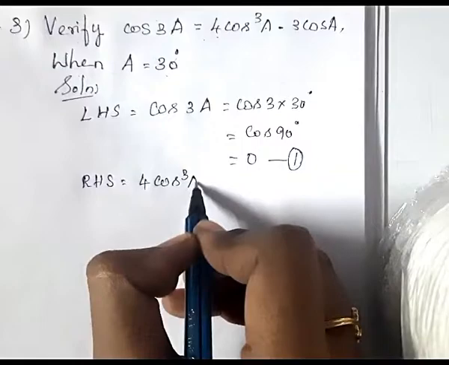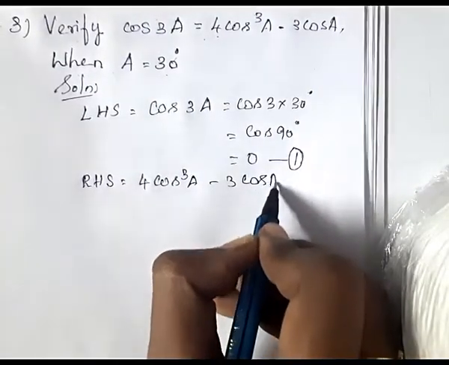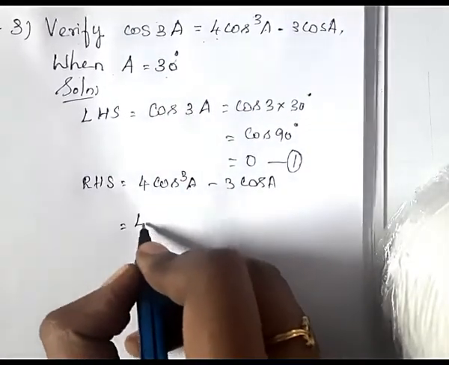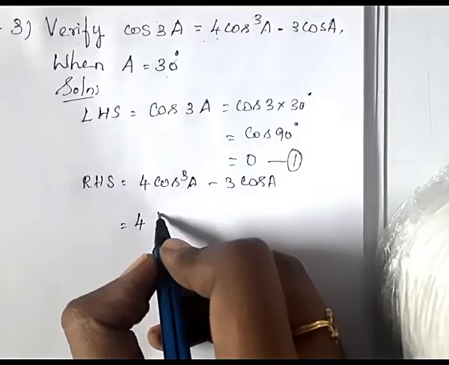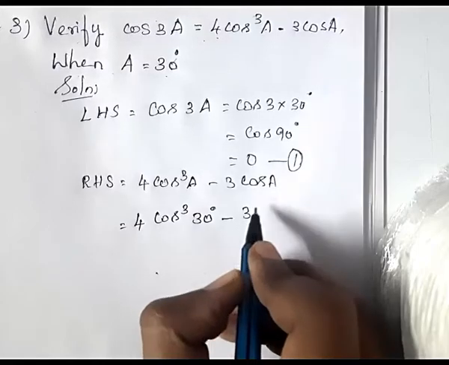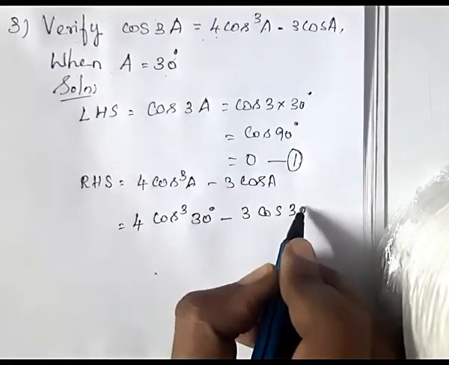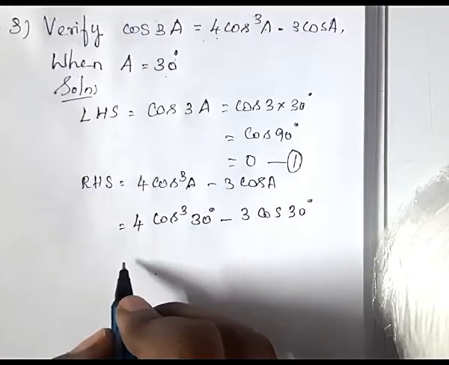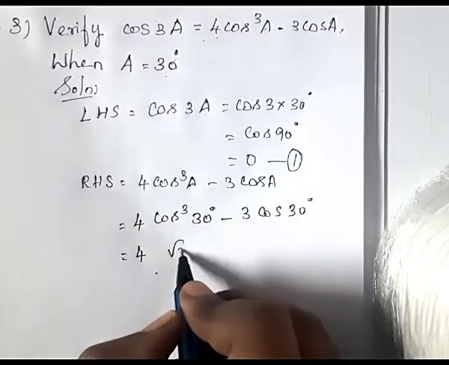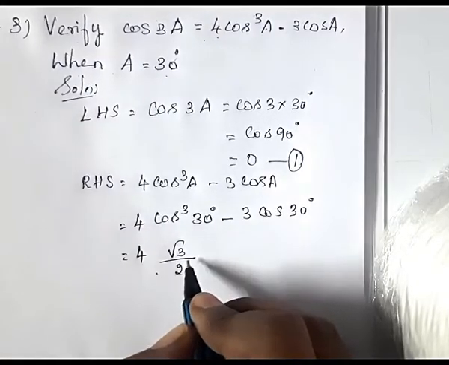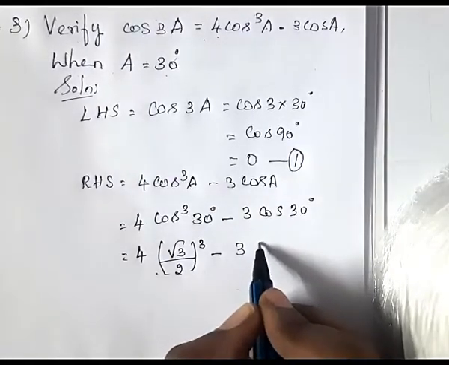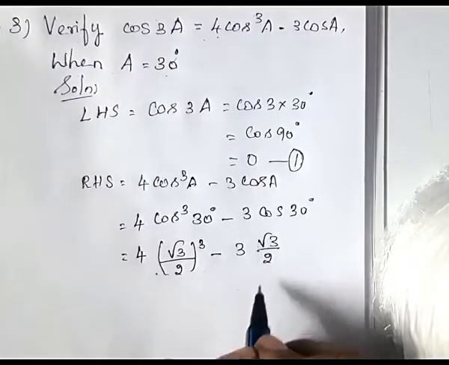Next, RHS, right hand side. 4 cos cube a minus 3 cos a. Then apply the value of a, that is 30. So 4 cos cube 30 degrees minus 3 cos 30 degrees equal to 4 into cos 30 degrees value is root 3 by 2, this cube, minus 3 into cos 30 degrees value is root 3 by 2.